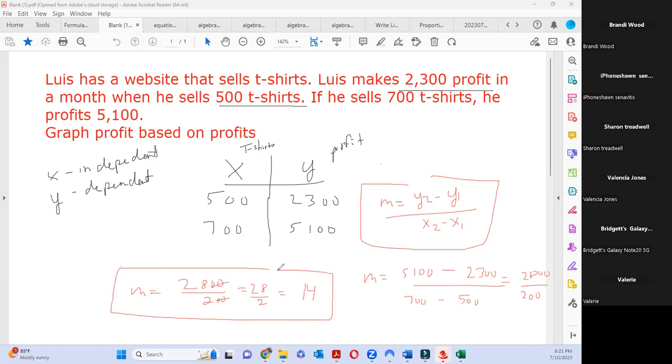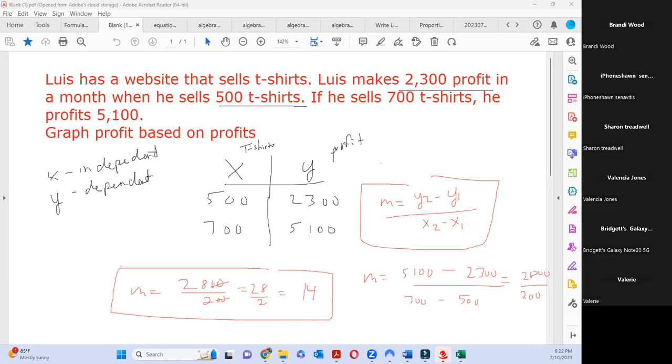So that means for every t-shirt you sell, you're making a profit of $14. For every t-shirt you make, you're making a profit of $14. So if you bought the t-shirt for $6 and you're selling them for $20, you're making a profit of $14.